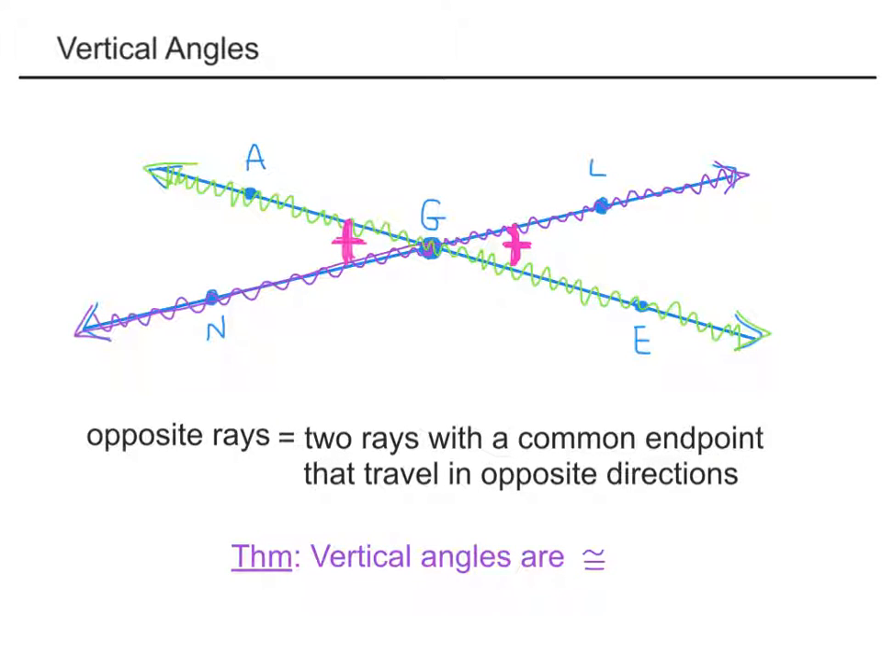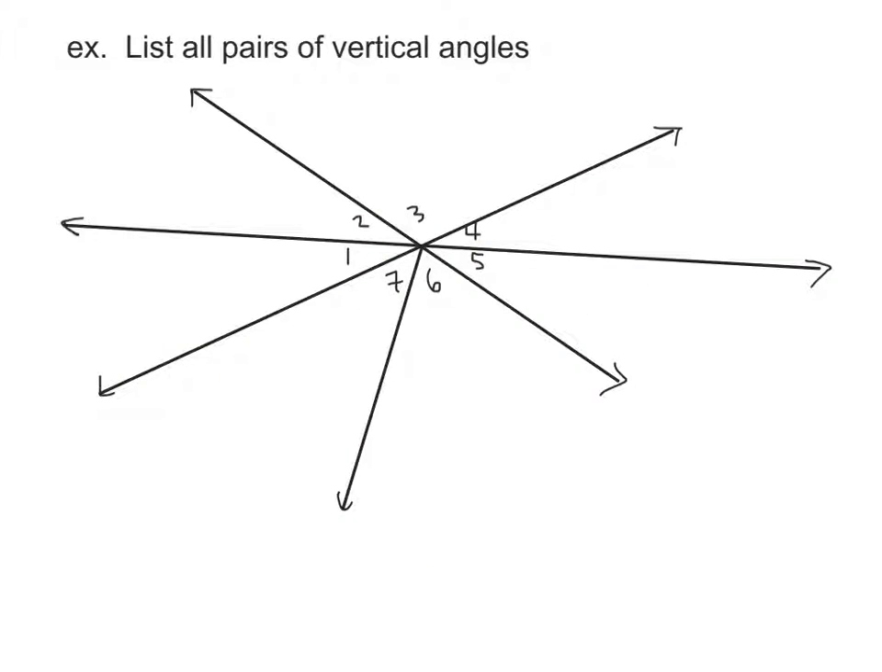Hopefully you have an idea of what vertical angles are in your head now. I'm going to give you a new picture on the next slide and let you name all the different vertical angles. So get ready. All right, Smarties, here we go. We've got a new diagram. I'm going to give you a second to pause the video and see if you can list all pairs of vertical angles.